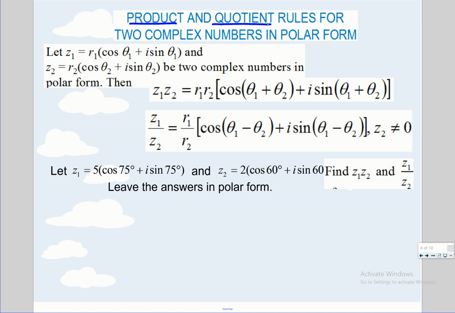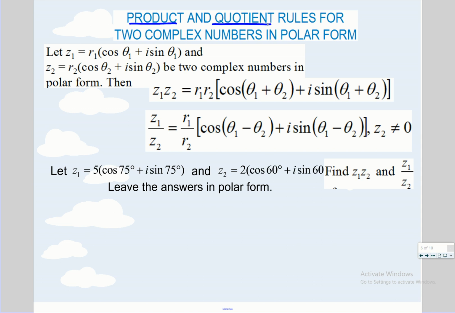If you're dividing, it's very similar. Instead of multiplying the r's we have, we divide the r's we have. And instead of adding the angles we have, we subtract the angles we have. And that gives us the new angle that we're looking for, and that gives us whatever the product or the quotient is. And you can then simplify it, put it back in rectangular form if you need to.